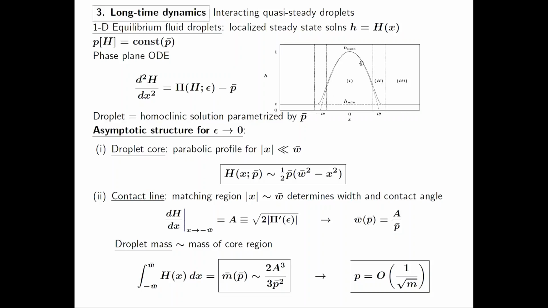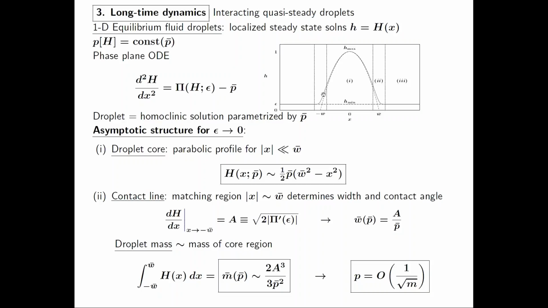And I can do asymptotics of this equation for epsilon goes to 0, and then I can actually very nicely describe the core of the droplet as being parabolic in profile. And there's a boundary layer that matches from the flat layer to this core, and that picks out this angle here, which is called the contact angle, in terms of the specific form of this disjoining pressure function.